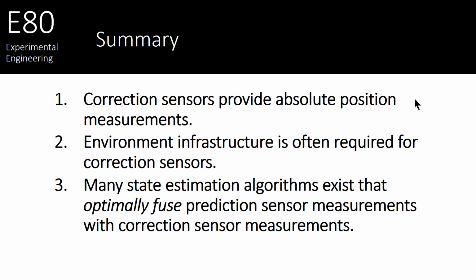To summarize, what's great about some of these correction sensors is they provide absolute position measurements, ones that won't just accumulate error over time. However, they come at the cost. You're going to have to set up some infrastructure in your environment to use them. And don't forget, there are many state estimation algorithms out there, even though we're not covering them in E80. And these algorithms are used to optimally fuse the prediction and correction sensor measurements.